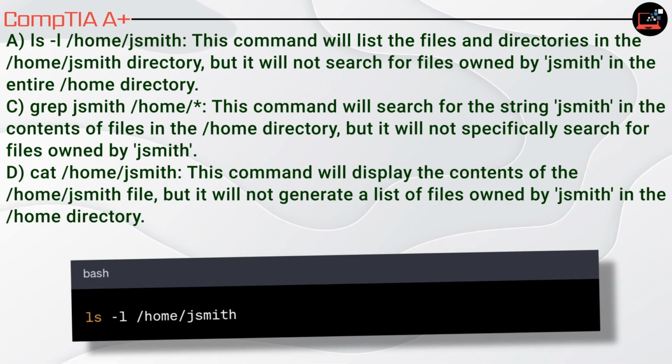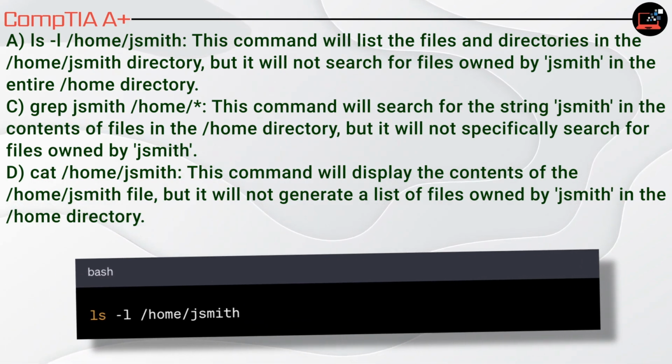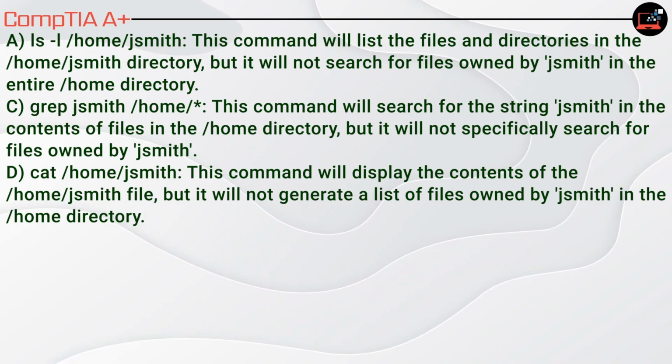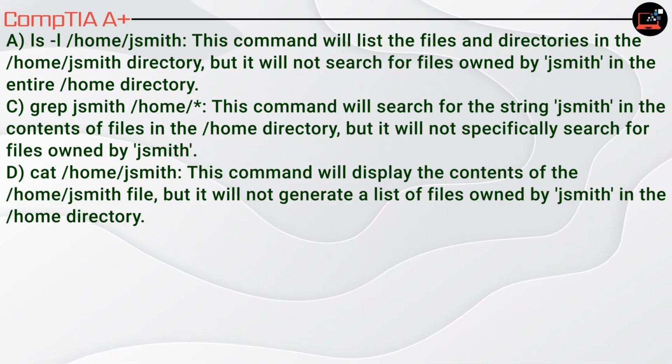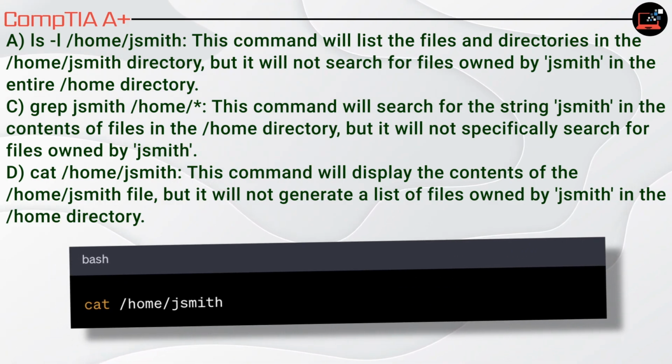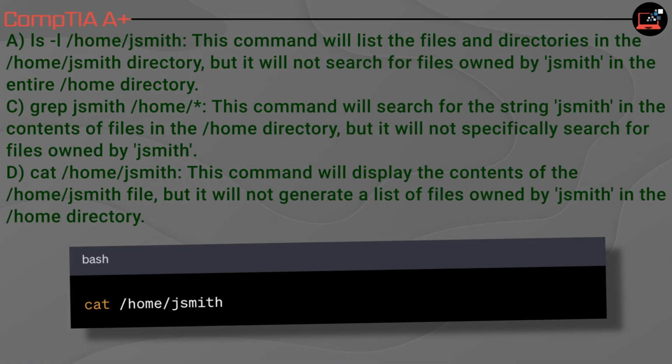A. ls -l /home/gsmith. This command will list the files and directories in the /home/gsmith directory, but it will not search for files owned by gsmith in the entire /home directory. C. grep gsmith /home/*. This command will search for the string gsmith in the contents of files in the /home directory, but it will not specifically search for files owned by gsmith. D. cat /home/gsmith. This command will display the contents of the /home/gsmith file, but it will not generate a list of files owned by gsmith in the /home directory.